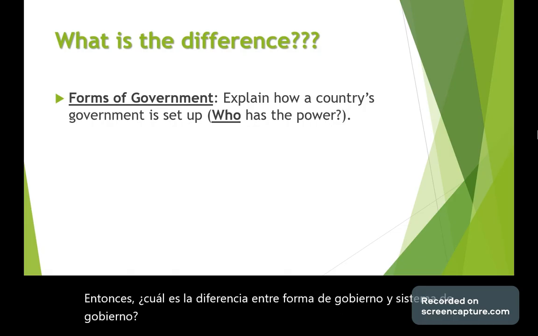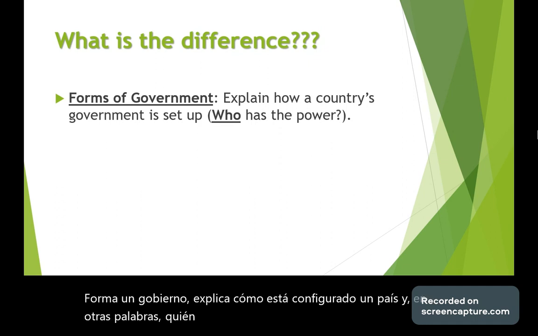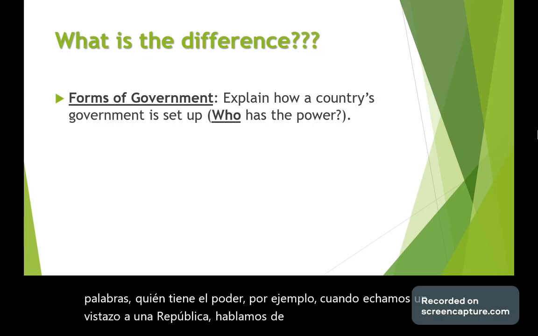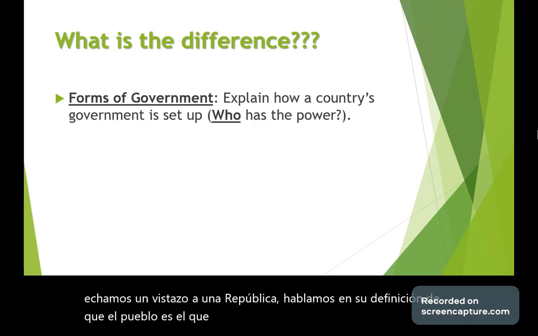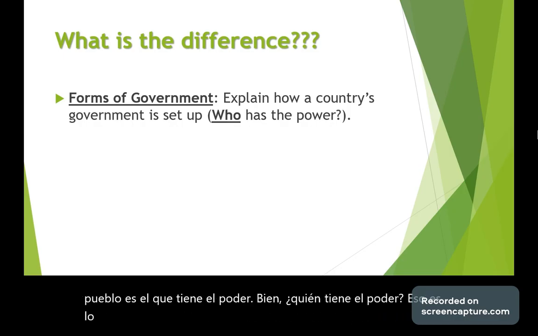Well, the forms of government explain how a country is set up. In other words, who has the power? So, for example, when we took a look at a republic, we talked about in its definition that the people are the ones with the power. So who has the power? That's what you're questioning and asking about. That's the question for forms of government.